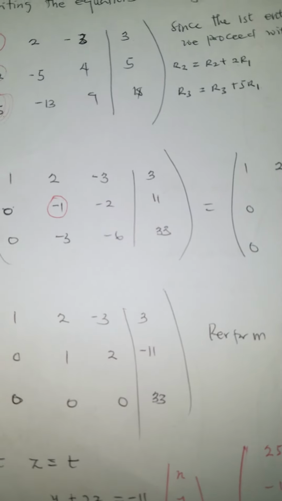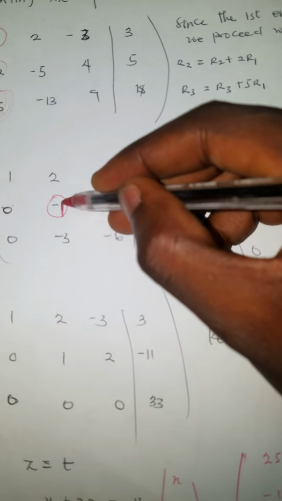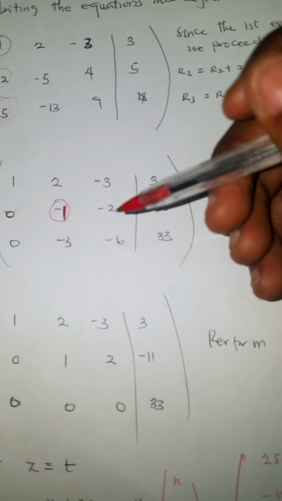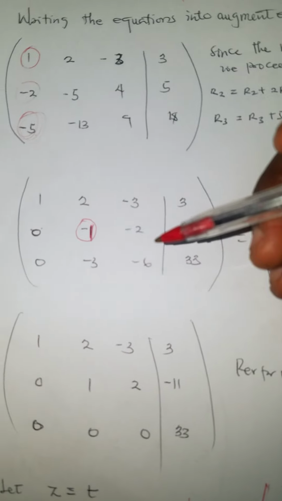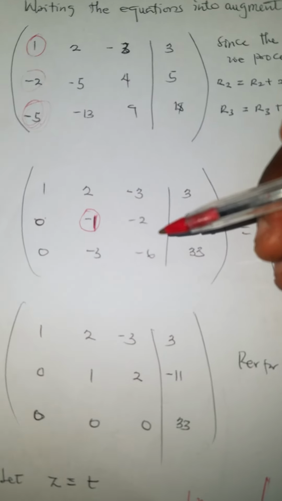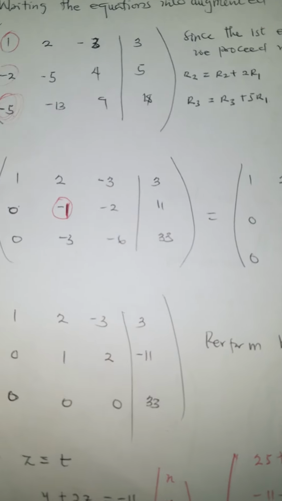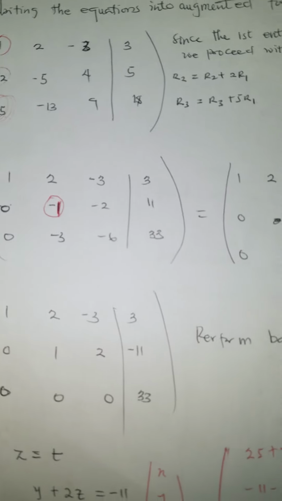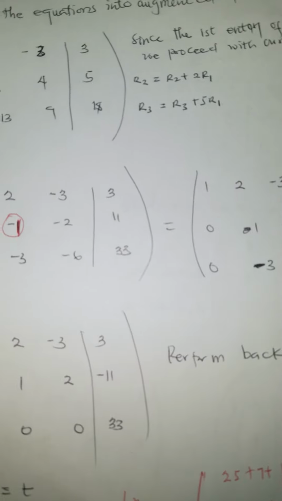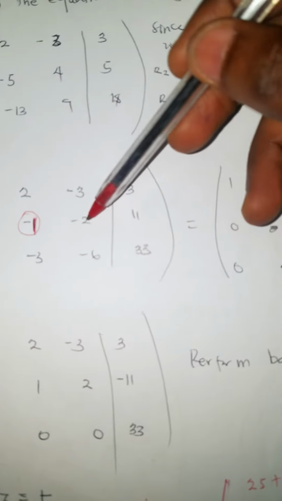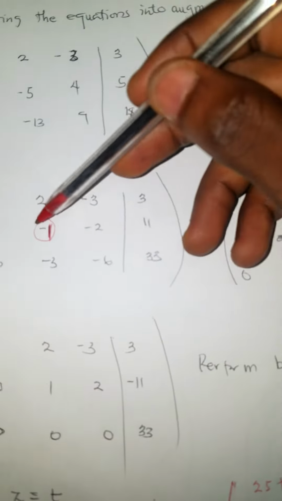It is negative 1, so we have to change it to positive 1. We want 1 to be here. Whatever you do to get 1 to be here, you have to do it, and try to avoid fractions. You can only use fractions if there is no other way. Avoid fractions in the matrix, it becomes very difficult for your solution. So we just multiply row 2 by negative 1 to get a positive value here.